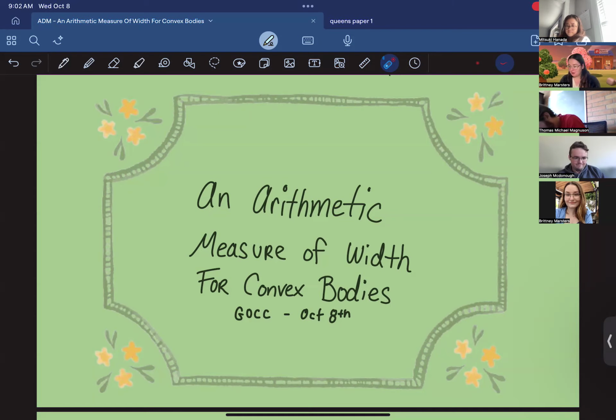All righty. Good morning, folks. Or I guess good afternoon for most of you, but for me, good morning. I'm going to talk to you today about an arithmetic measure of width for convex bodies.